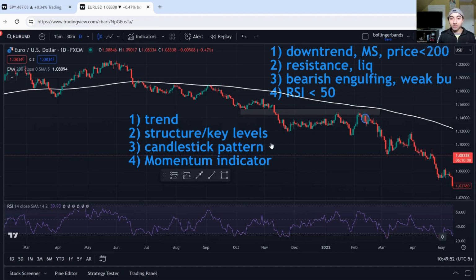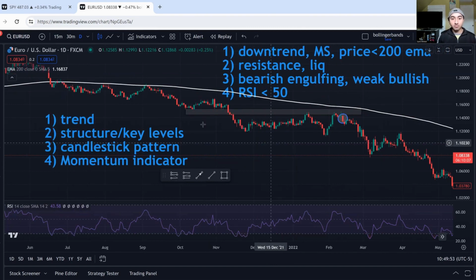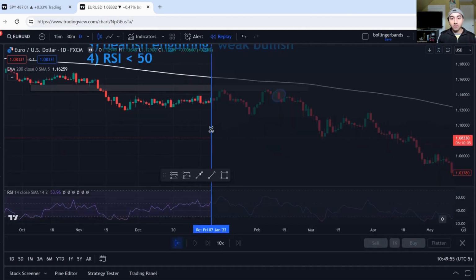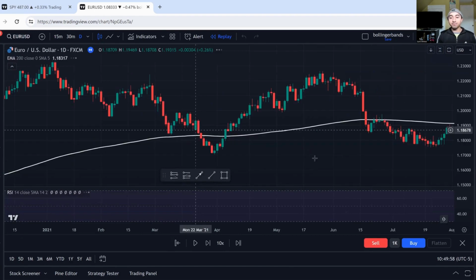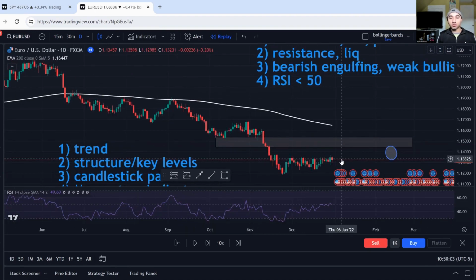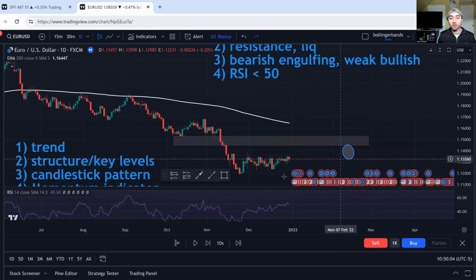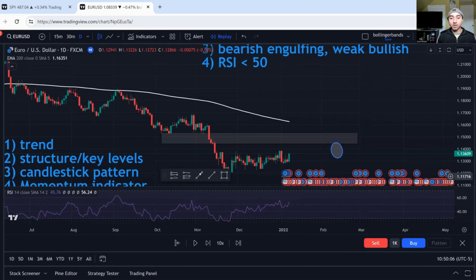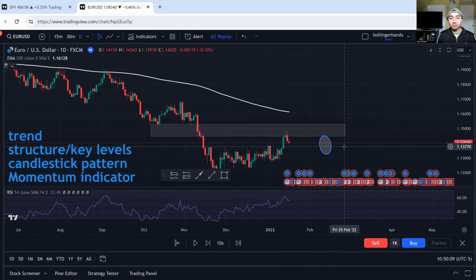At this point in time over here, guys, let's go back in time for a second. Do we know that this support level is going to be turned into resistance? Of course not. We don't know that. Do we know when price reaches here that this is actually going to be resistance? No, we don't know that.